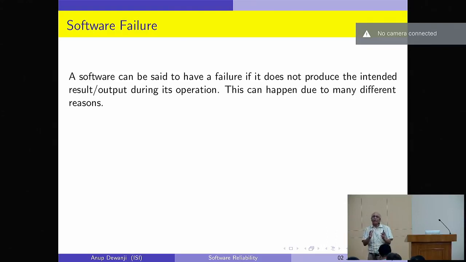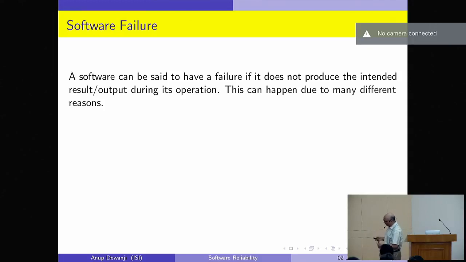A whole array of things can happen when you use a software or a device which runs on a software, and I am basically trying to dichotomize that into two things: you are satisfied with it, or you are not satisfied with it. If you are not satisfied with it, then I can say that it is a failure if it doesn't produce the intended result or output during its operation. And we know this can happen in many different ways for many different reasons.